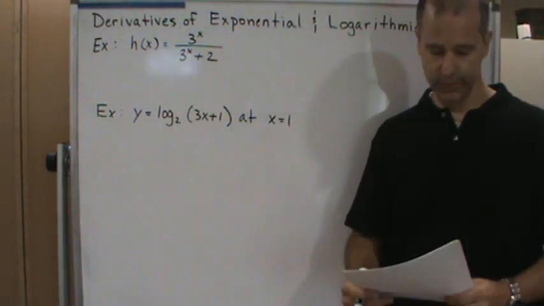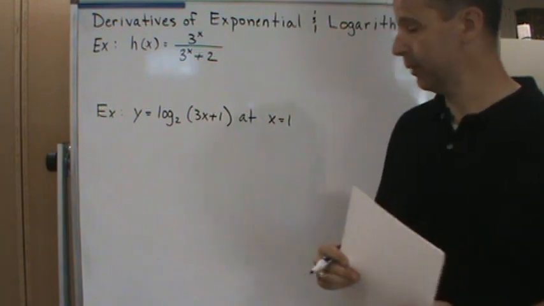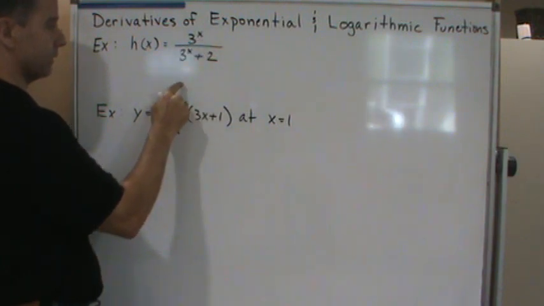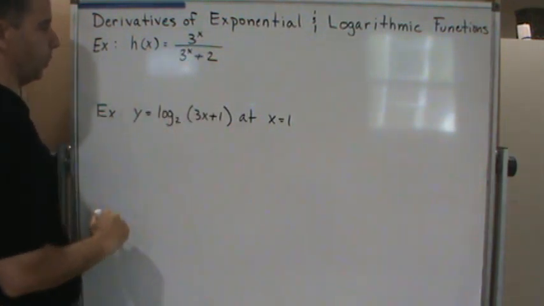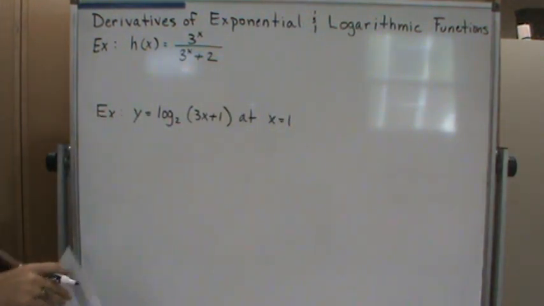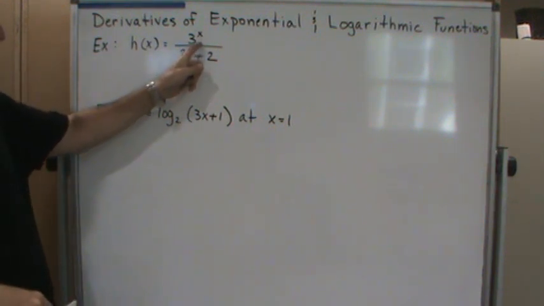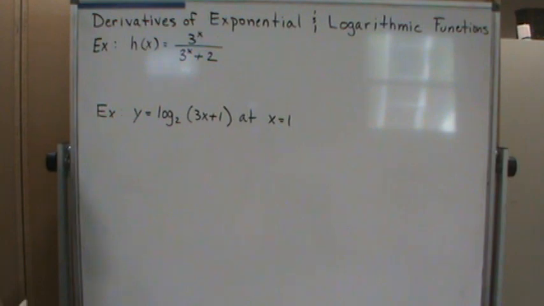Okay, now we're going to do some examples. So in the first example here, we have h of x is equal to 3 to the x over 3 to the x plus 2. Okay, and so we're going to use the quotient rule. Now, in using the quotient rule though, we've got exponentials here. So we're going to have to deal with those exponentials.